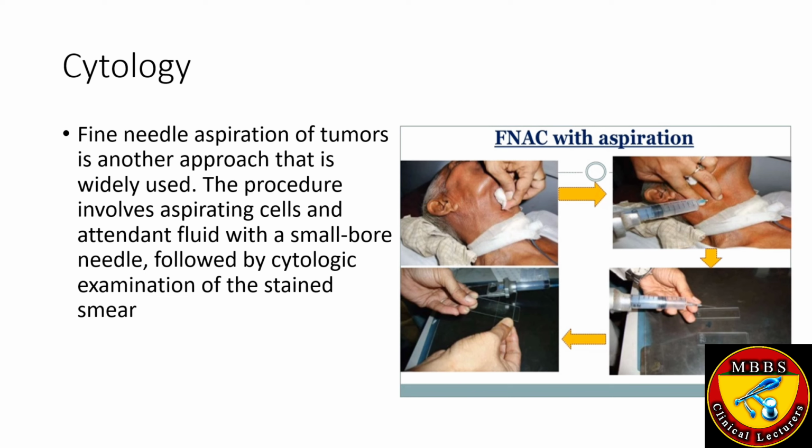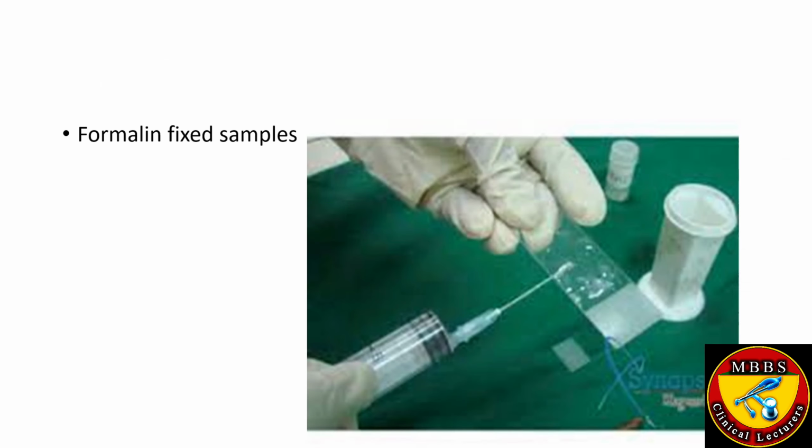This material is sprayed on the slide, and then we take a second slide, and the material put there by your syringe is spread with the help of the second slide. So this is the procedure which involves separated cells and obtaining the fluid with a small bore needle, followed by the cytological examination of the stained smear. And then the last step is we have to stain these. And these slides also need a formalin fixed sample.